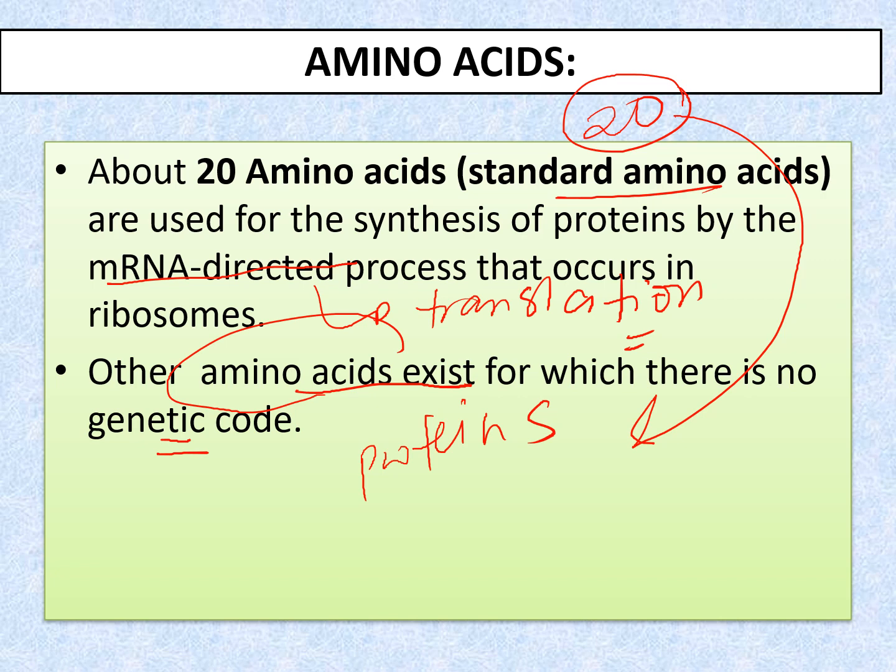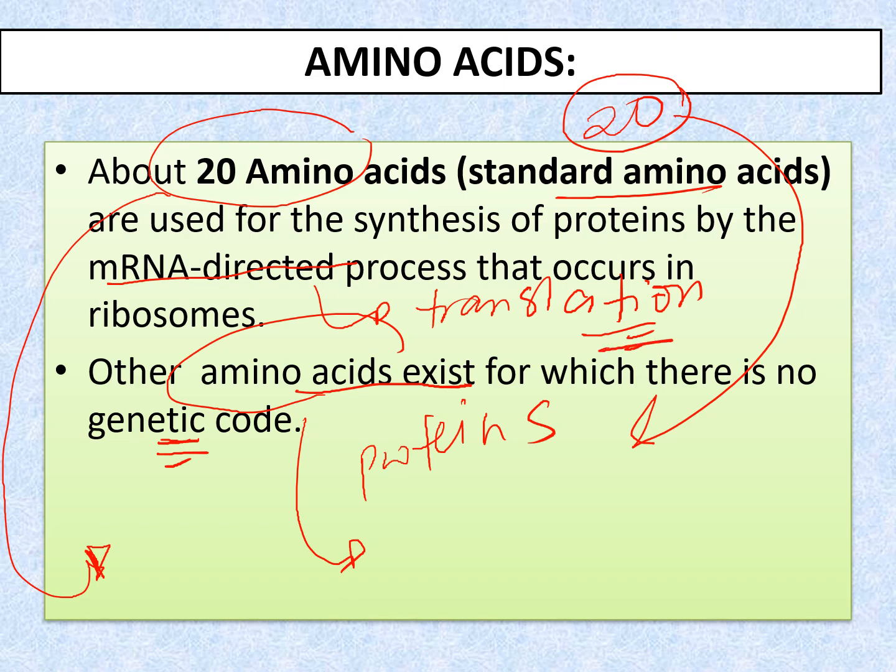There may be a couple of other amino acids that exist. However, there are no corresponding codes that will code for those specific amino acids. So as of this moment, only 20 amino acids are known as the amino acids that have genetic codes, which can be decoded during the translation process.